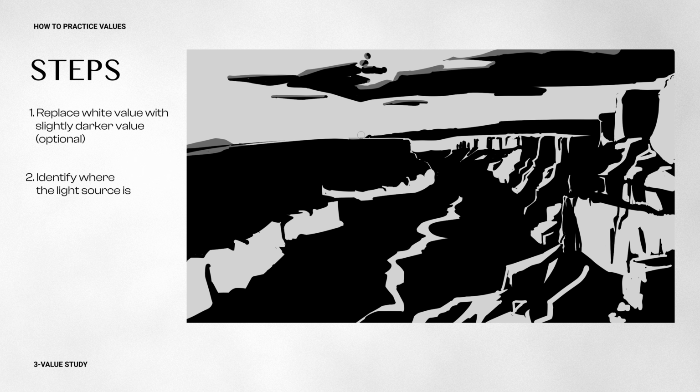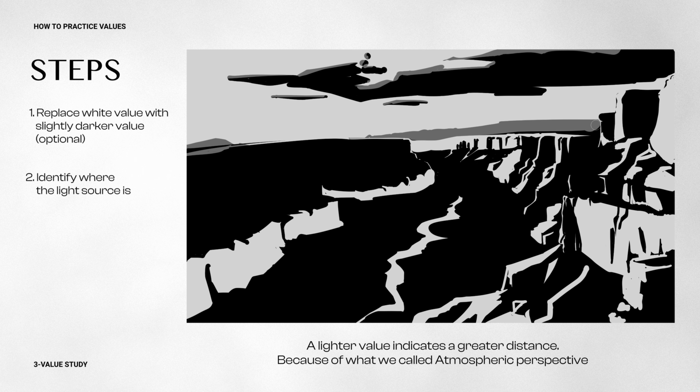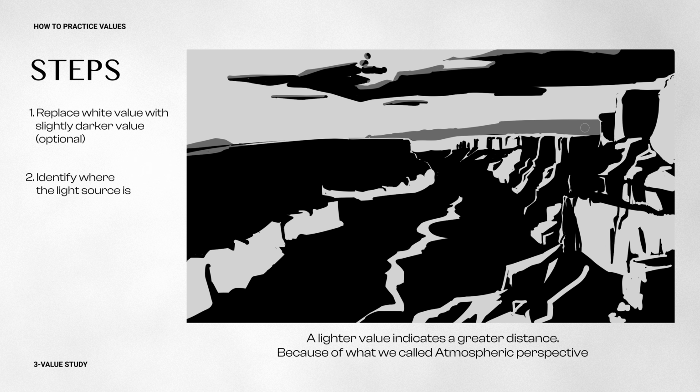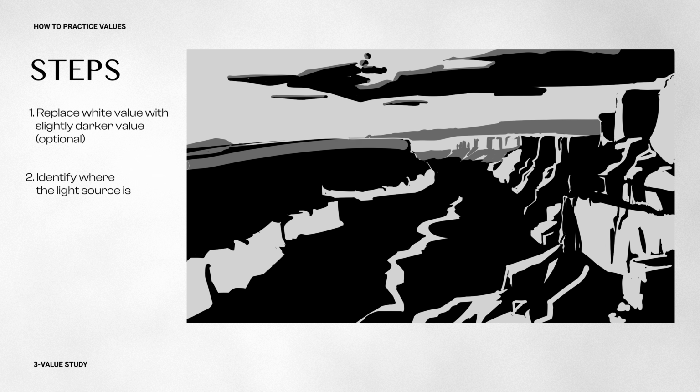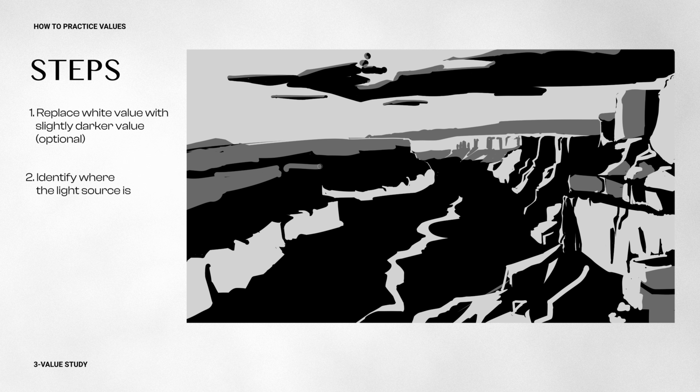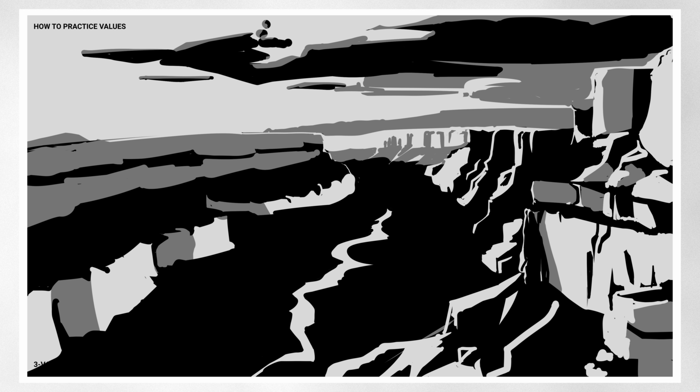Now, if you want to suggest distance with value, all you need to do is use lighter value like this. Also, I'm gonna add some lighter values here to define the bounce light even more. There's our 3-value study. Now let's move on to the progressive value study.